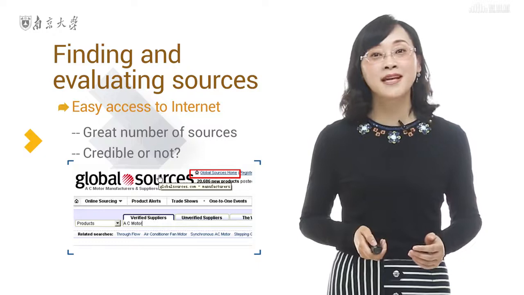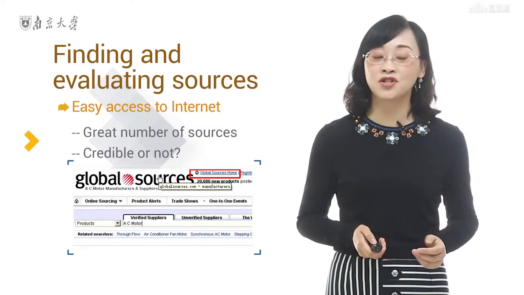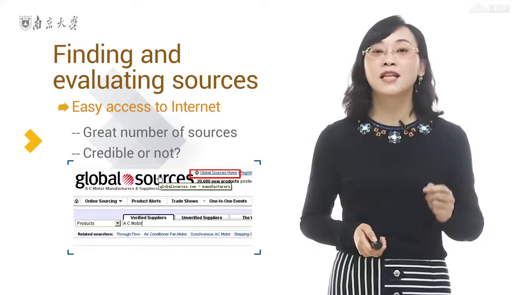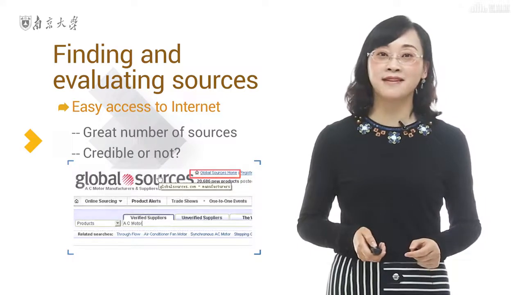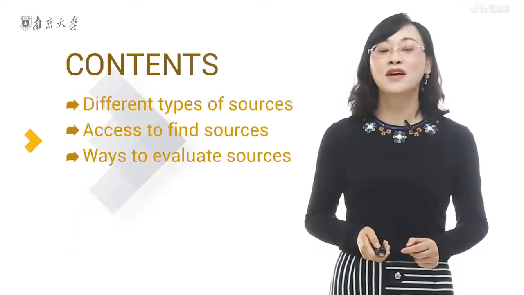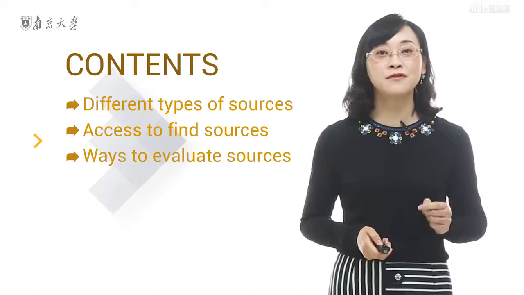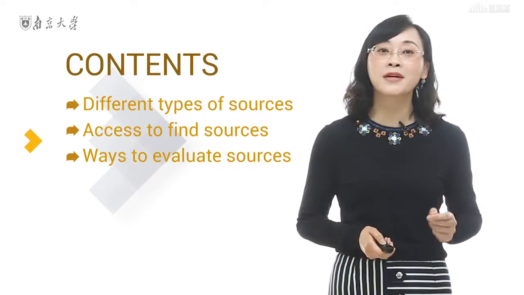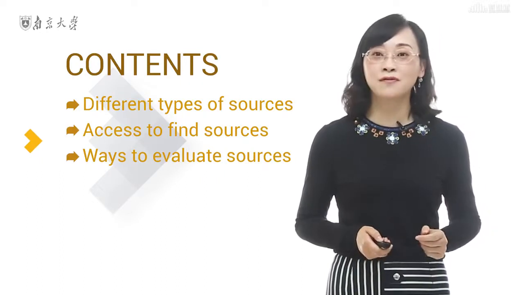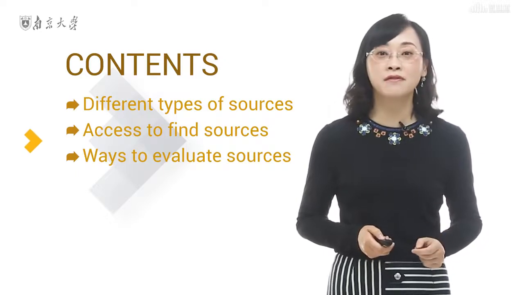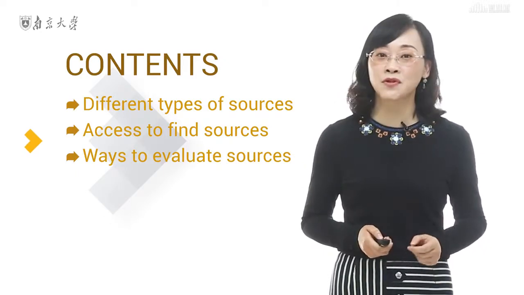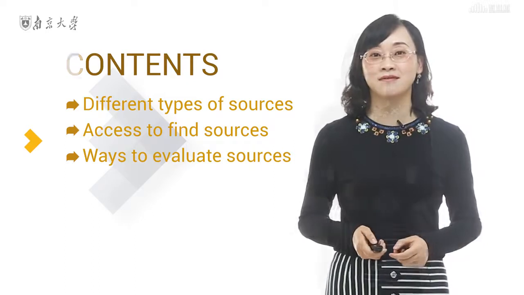Learning how to find and evaluate sources for research is an important stage in the process of research paper writing. In this session, we are going to introduce different types of sources for writing research papers, access to find sources, and ways to evaluate the credibility of sources you've obtained.